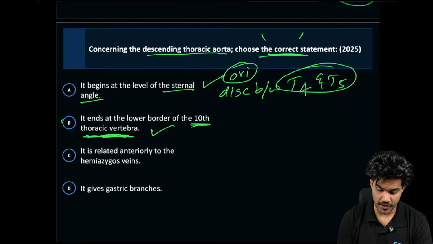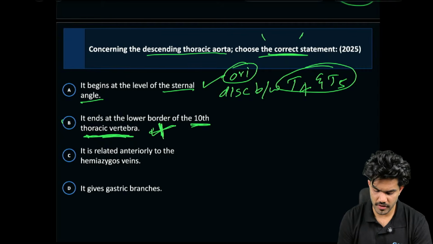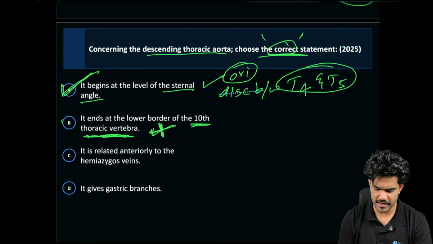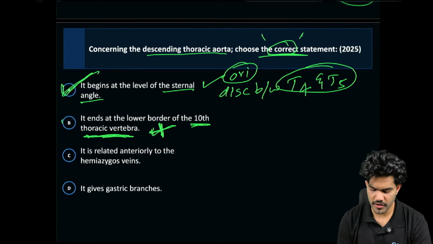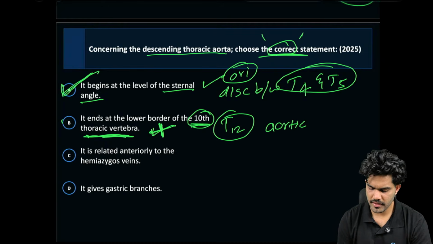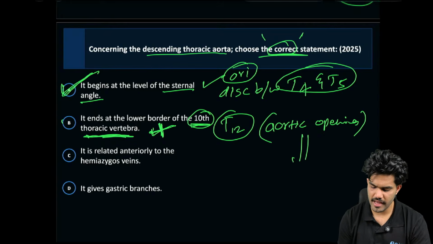Sorry, sorry. It is the wrong answer. So A will be the answer. Let's see the other option. It ends at the lower... No. It ends at T12. T12 means it ends at the aortic opening. And it continues as what? Abdominal aorta.